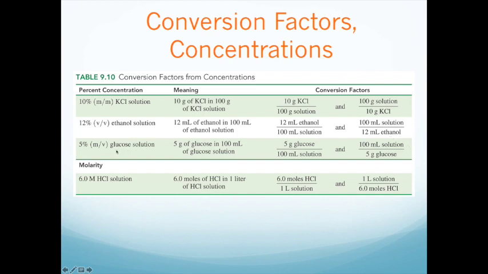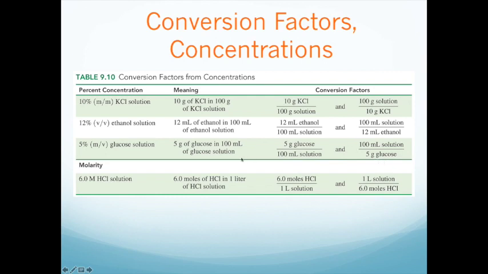A 5% mass per volume glucose solution means that there are 5 grams of glucose in 100 milliliters of solution. This presupposes that the solvent is water, because 100 milliliters is often just taken as 100 grams. However, if you have a different solvent, then you have to account for its density. So 5 grams of glucose per 100 milliliters of solution, or 100 milliliters of solution containing 5 grams of glucose.